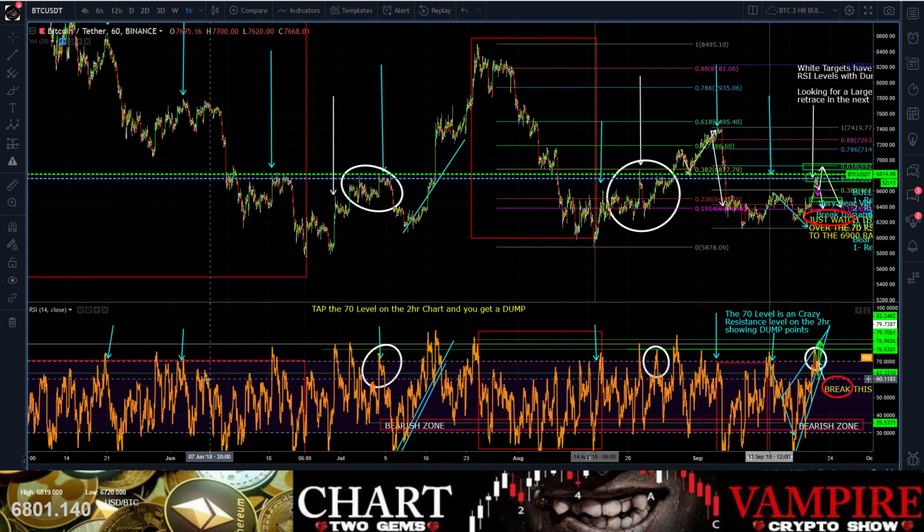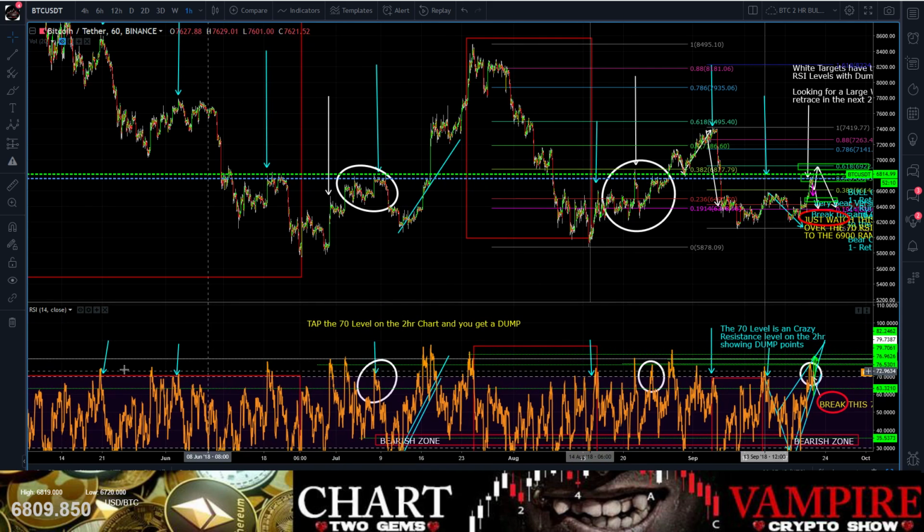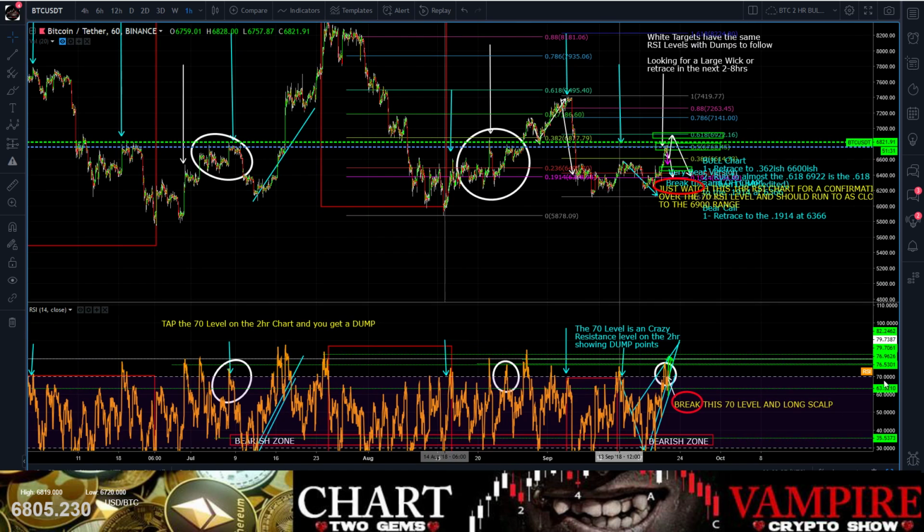If you take a look at all of the little blue arrows down here, and all the little blue arrows up here, every time on the 1-hour chart that you hit the 70 level of the RSI, you get a rejection, right? It'll either go through or it'll get rejected. So you come up here, bang, you get rejected. A lot of these get to the 70 and just get knocked right back down. So it's a great indicator, right?